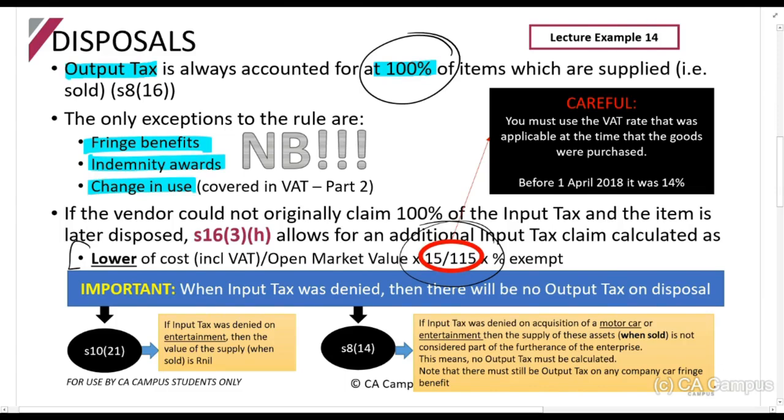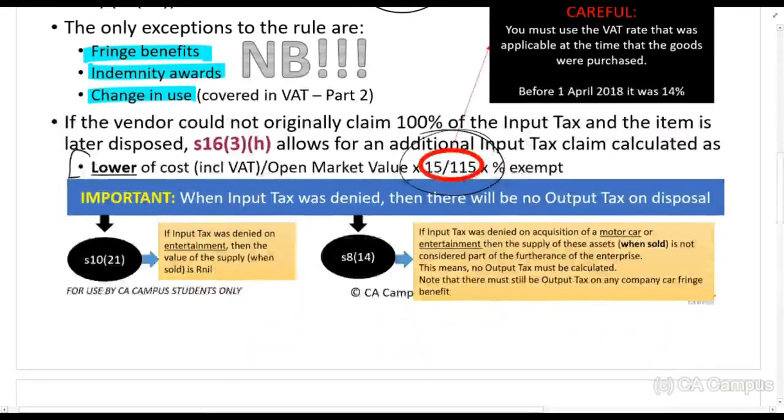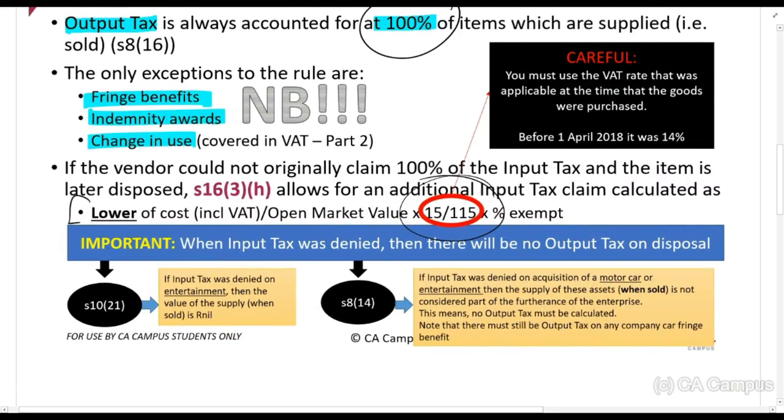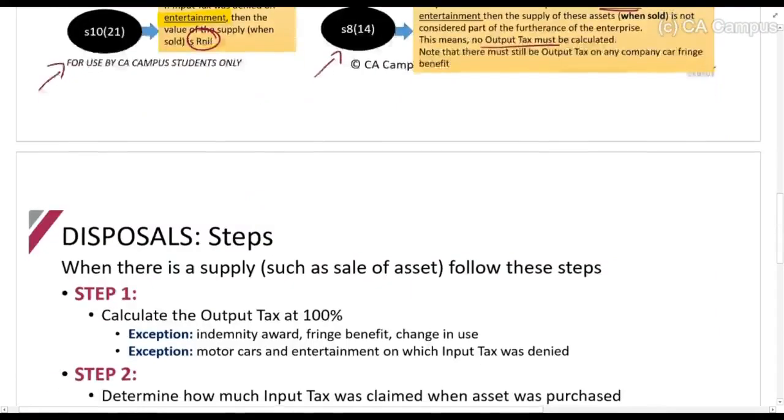Now, just two items that you need to be aware of here. Two important parts. If I bought entertainment, remember what we saw about entertainment? Entertainment input tax was denied. If I bought entertainment and I now get rid of it, so I bought a microwave, which is input tax denied, now I sell it, section 10(21) says there's no output tax, so I don't have to pay output tax. If I bought a motor car, input tax was denied. If I now sell it, section 8(14) says there is no output tax that must be calculated. Right, that's just a special rule for you to be aware of.